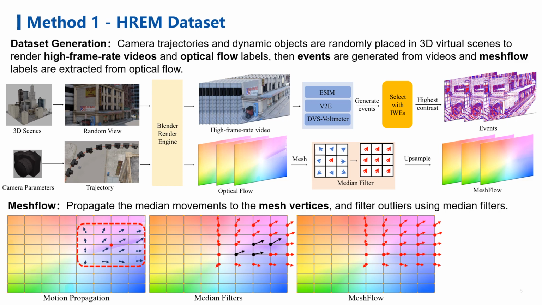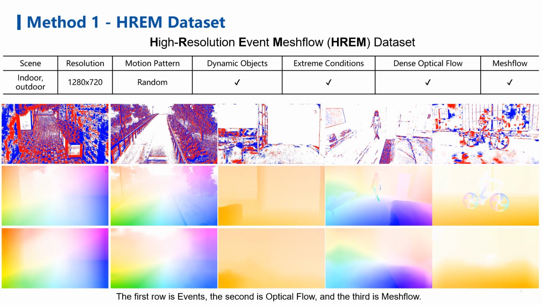Our pipeline for dataset generation is: camera trajectories and dynamic objects are randomly placed in 3D virtual scenes to render high frame rate videos and optical flow labels. Then events are generated from videos and Meshflow labels are extracted from optical flow. The method of extracting Meshflow is: propagate the median movements in the neighborhood to the mesh vertices and filter outliers using median filters. We build the first event-based Meshflow dataset, named HREM, superior in high-resolution dynamic scenes, complex motion patterns, and physically accurate events in Meshflow labels.